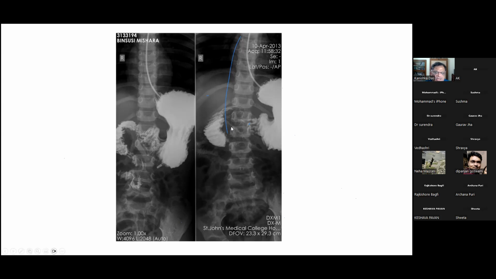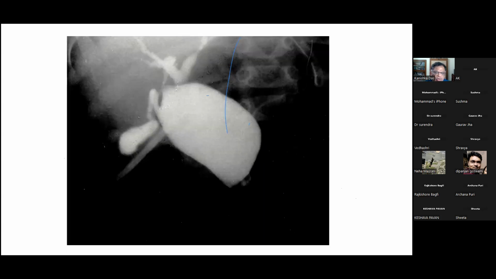Where else is this Ladd name used? Another one or two, do you know? So Ladd's criteria. You have some criteria for duplication? I'm not aware of Ladd's criteria. That is a common question asked, three to four criteria are used to diagnose duplications.